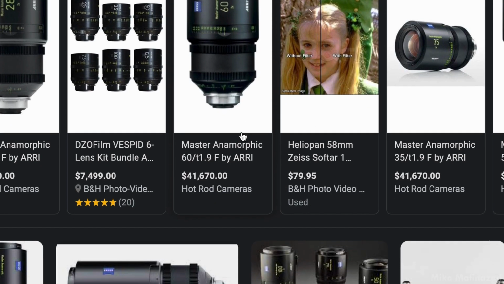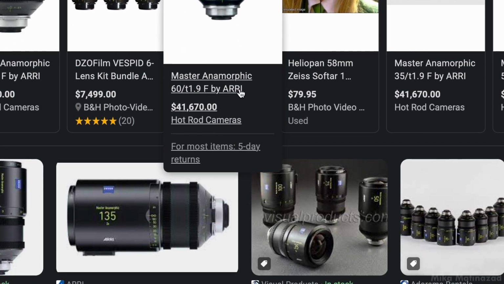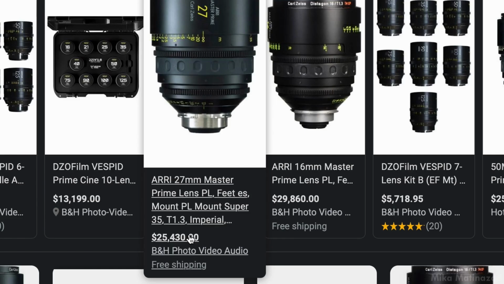So what's the difference between these two types of lenses? Anamorphic lenses are used to create a wider field of view, while spherical lenses are used to create a deeper depth of field. Anamorphic lenses are also more expensive than spherical lenses. If you're looking to create a more cinematic look for your film, then anamorphic lenses are the way to go.